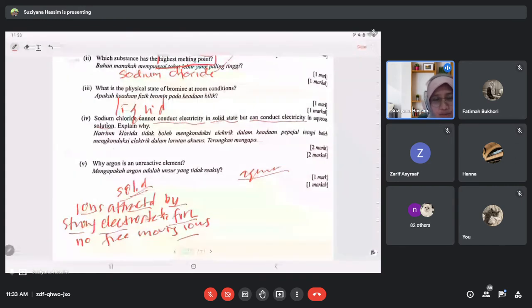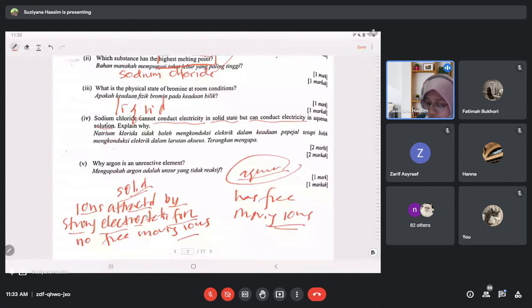Ions attracted by strong electrostatic force, no free moving ion cannot conduct electricity, but aqueous has free moving ions, or free mobile ion is also fine. That is the answer. In solid, ions attracted by strong electrostatic force, no free moving ion cannot conduct electricity, while aqueous has free moving ion can conduct electricity. That is the answer. Alright.